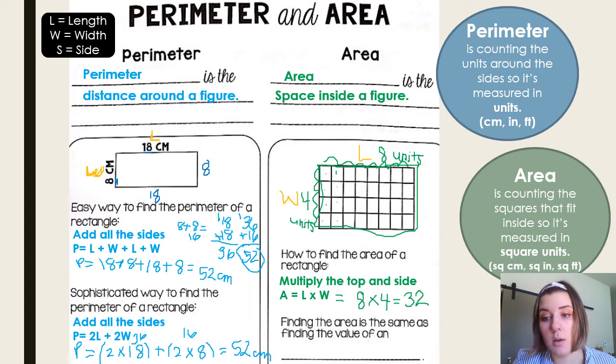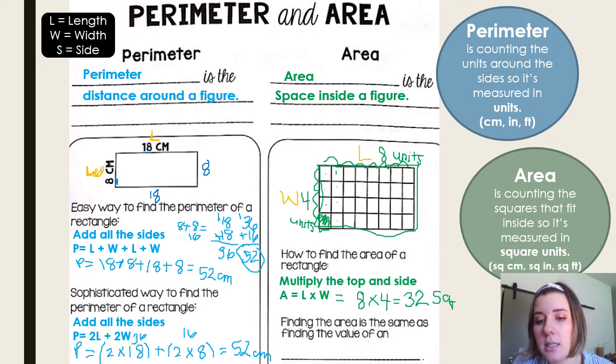32 what? Well, remember we didn't know. We had units, but we're not counting just how much is on the side, the distance. We're counting how many actual squares. So we're going to say 32 square units.